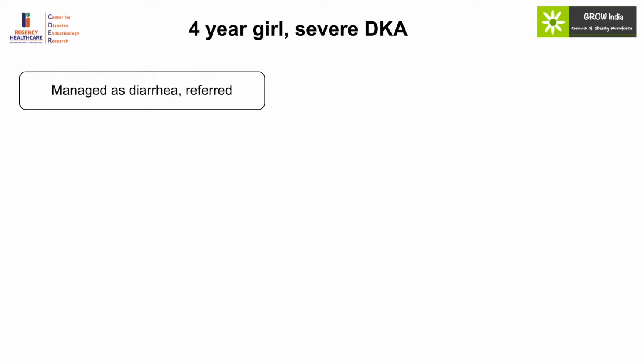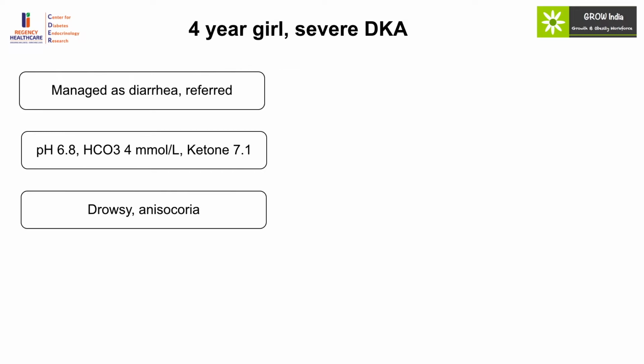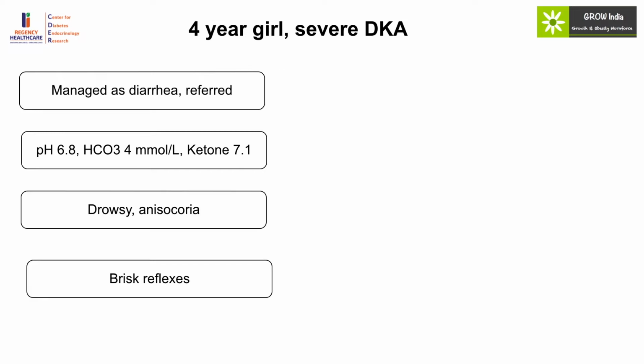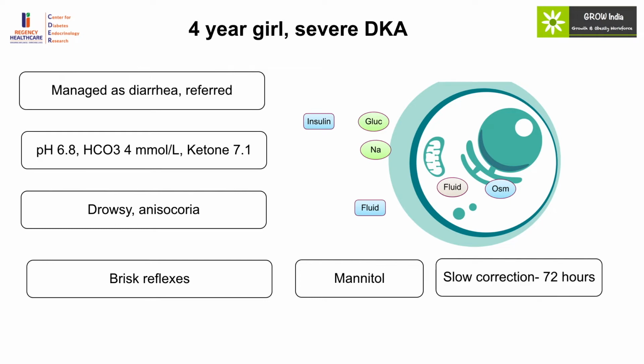A 4-year-old child with severe DKA was managed as diarrhea in a peripheral center and was referred, and at presentation had severe metabolic acidosis with pH of 6.8 and a ketone of 7.1. She had drowsiness, anisocoria and absent corneal reflexes. And this is one setting where one needs to keep the eyes and ears open for the possibility of cerebral edema at diagnosis. Although characteristically cerebral edema develops by around 6 to 12 hours of treatment, it may actually be present even at diagnosis, and in this setting, giving immediate mannitol and a gradual correction is essential.